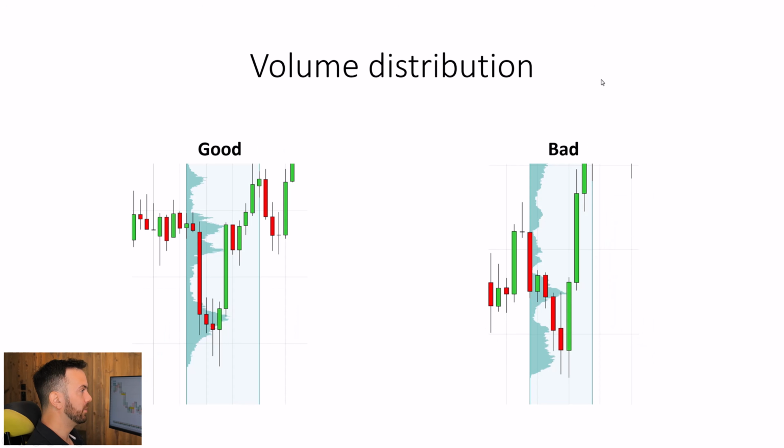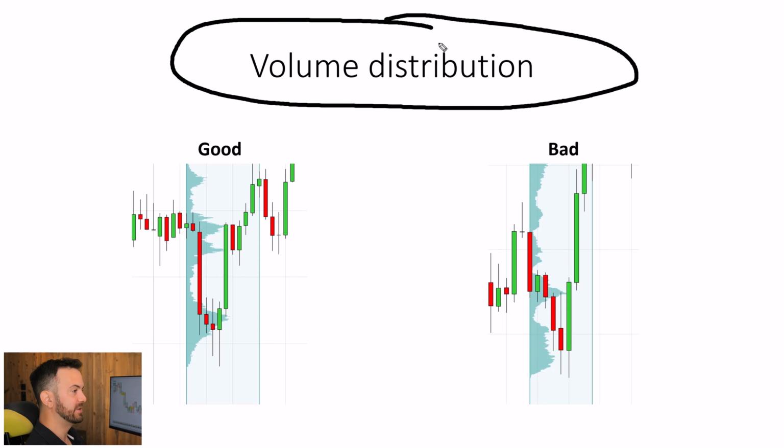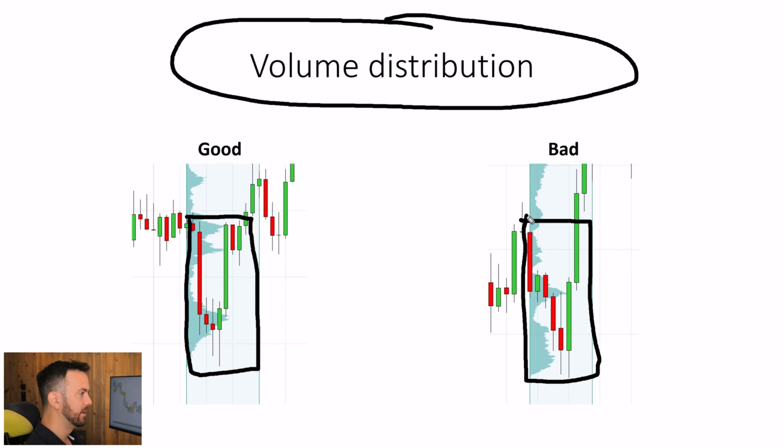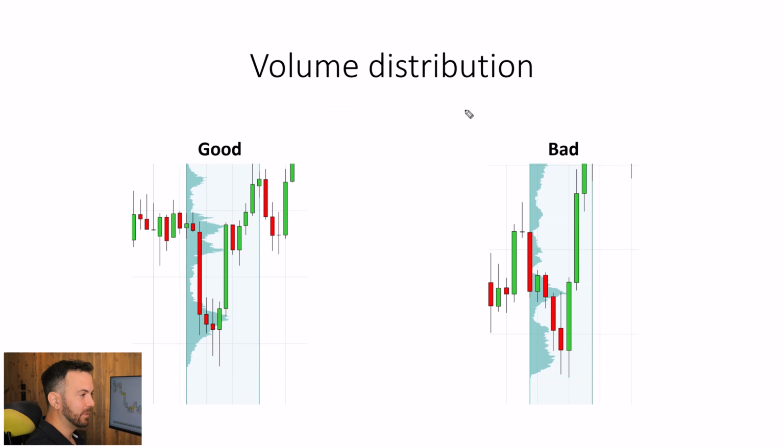Now, the third point from that checklist is volume distribution. You want to look into that rejection, ideally with a flexible volume profile, which will allow you to look specifically into that rejection zone like I did in here. And you want to look at how the volumes are distributed. This is quite important because sometimes if the volumes are not well distributed, it could tell you that this is actually not a strong rejection but a trap.